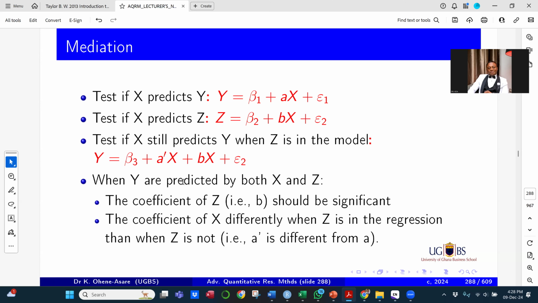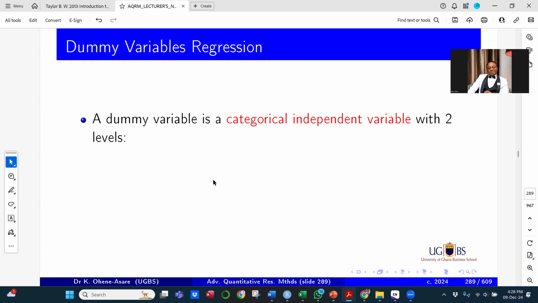And these are very, very important. So when you believe that the impact of something is real only in the presence of another factor, then that factor becomes a mediating variable. Okay. So that is how you want to consider this.